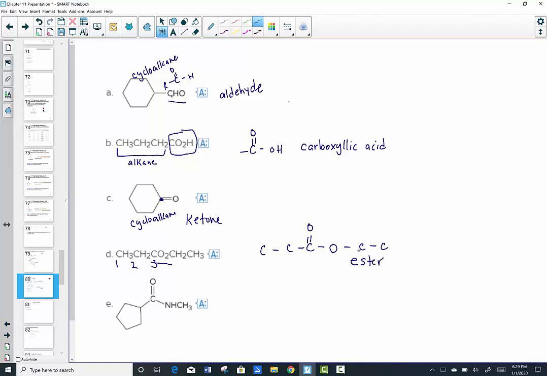And finally, I have a carbonyl carbon directly attached to a nitrogen, and that functional group is known as an amide. And this is what we refer to as a cycloalkane. Here we have a 5-membered ring, so we will learn to call it cyclopentane, attached to an amide functional group.